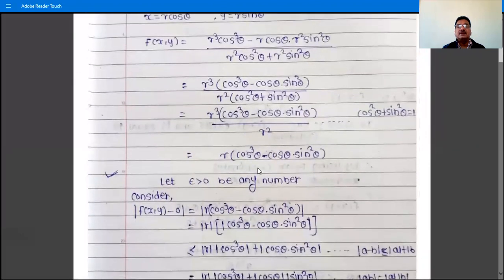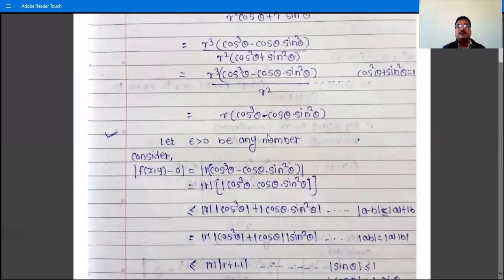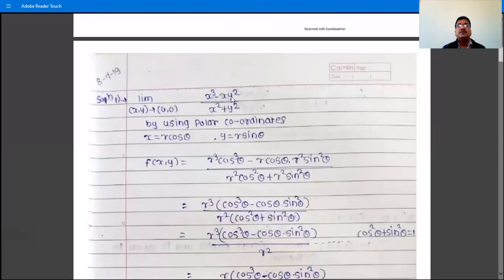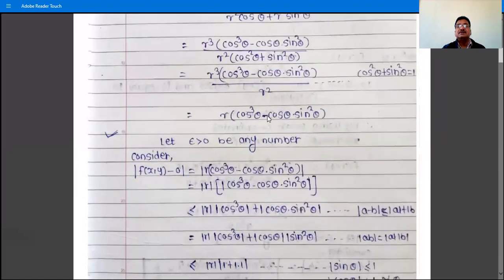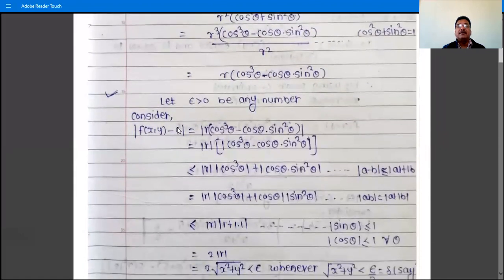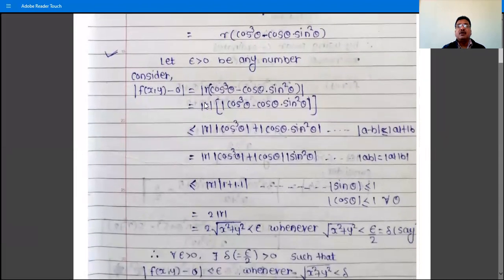So here is the answer. x cube x minus xy square, x square plus y square. So this is the simplification. Then mod fxy minus 0 is what? Mod of this quantity. Then mod of separately mod and mod of the second quantity.